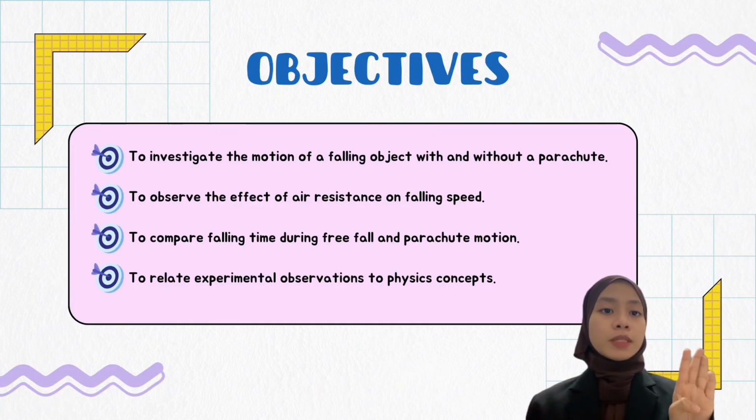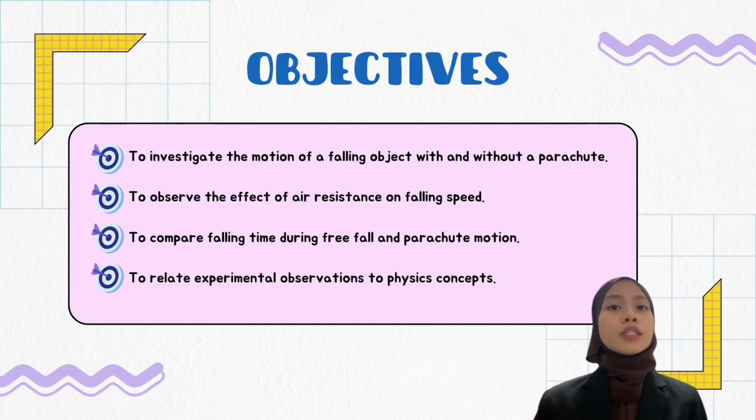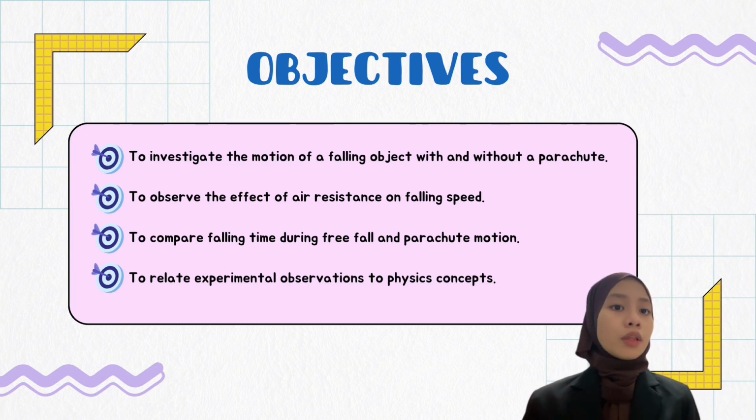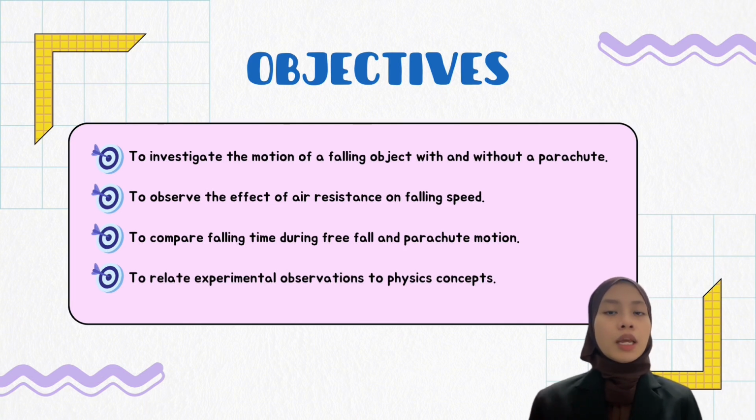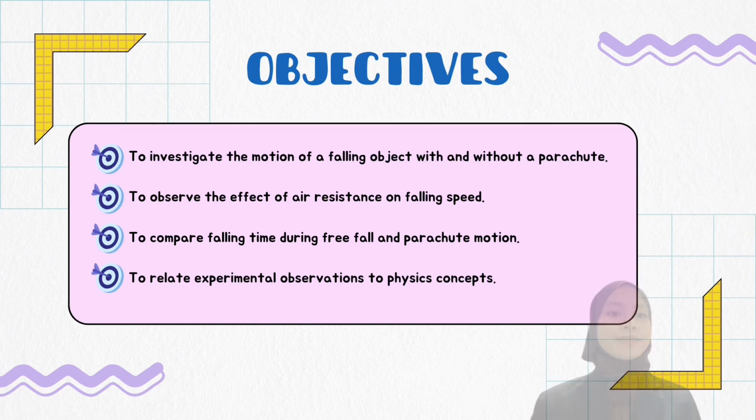Next, we have 4 objectives. The first one is to investigate the motion of a falling object with and without a parachute. The second one is to observe how air resistance affects falling speed. The third one is to compare the falling time between free fall and the parachute motion. And the last one is to relate the experimental observation to physics concepts.